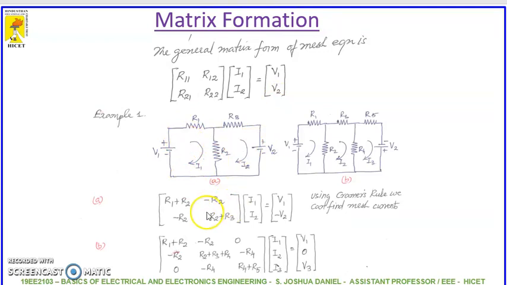So we can see here R1 plus R2. This is the total resistance in loop 1. R2 is the common resistance between loop 1 and loop 2, so it is denoted by a negative sign. Similarly, in the second loop, R2 plus R3. The next one is a 3 by 3 matrix since we have 3 loops.